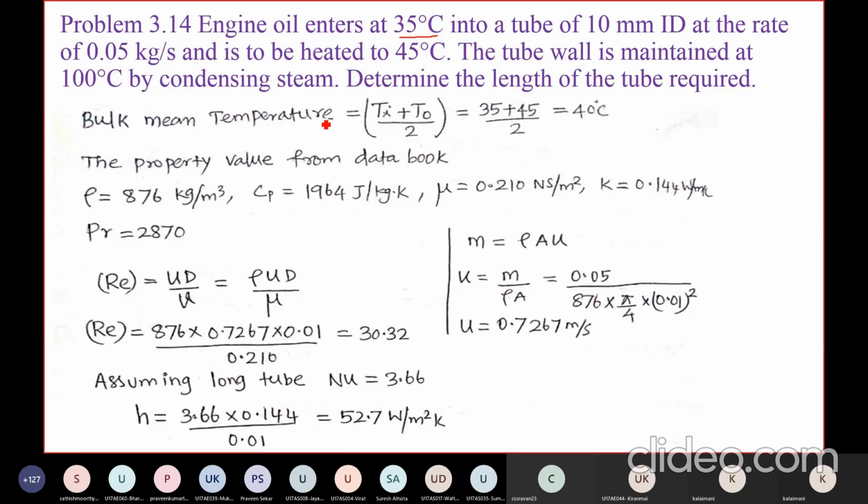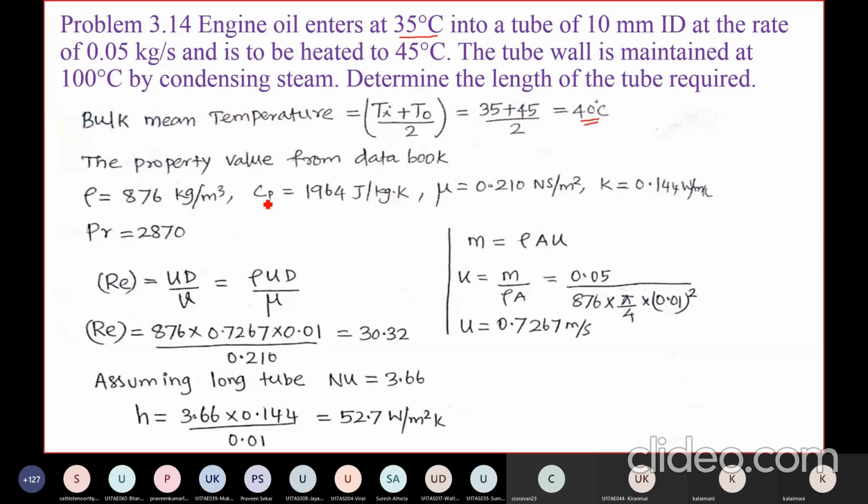to transfer the heat. So your properties should be evaluated at the bulk mean temperature. Here the working fluid is engine oil. The oil inlet temperature is 35 degrees Celsius, and the outlet temperature is 45 degrees Celsius. Therefore, (Ti plus To) divided by 2, we get 40 degrees Celsius. Therefore, you go to the data book and refer to oil at 40 degrees Celsius.